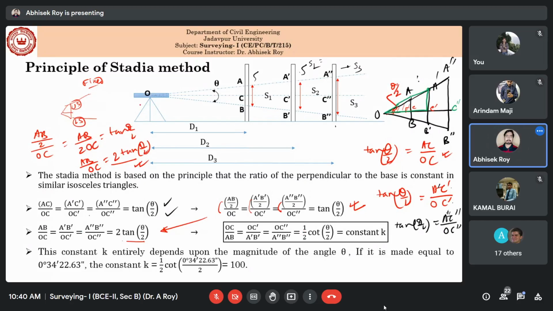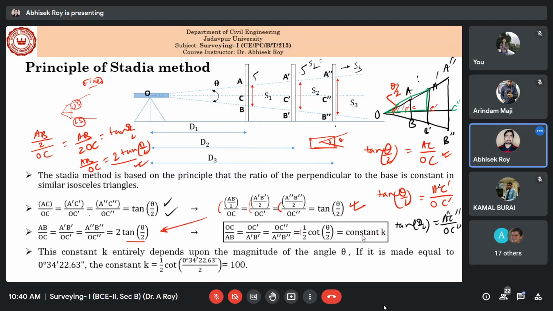Now for a particular instrument, that theta is fixed. That means this angle is fixed for a particular instrument. The instrument is made in such a way that this theta will be fixed. So if theta is fixed, half cot theta by 2 also will be fixed, and that we are terming as constant k. As this is constant, we are writing this equal to constant k.